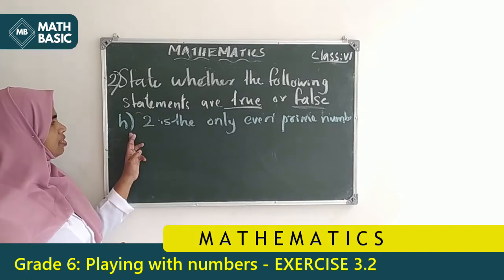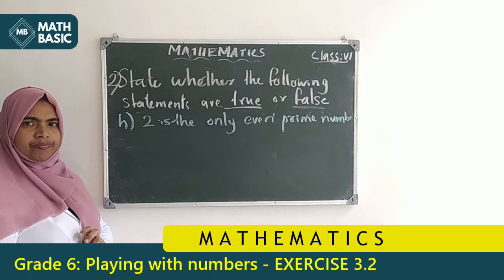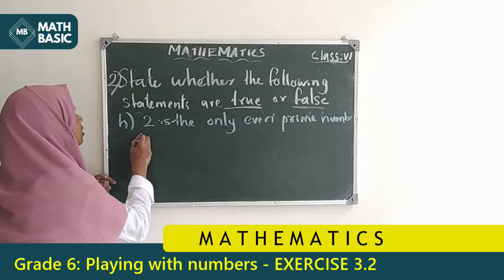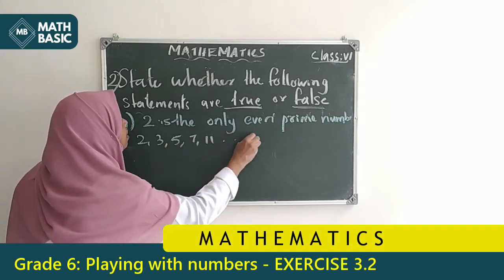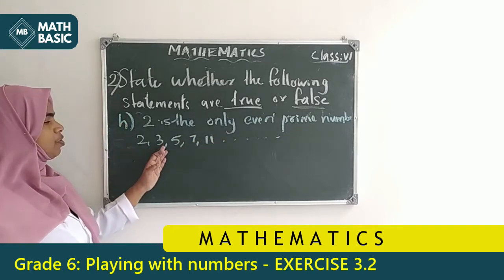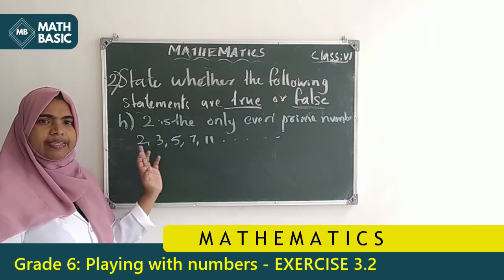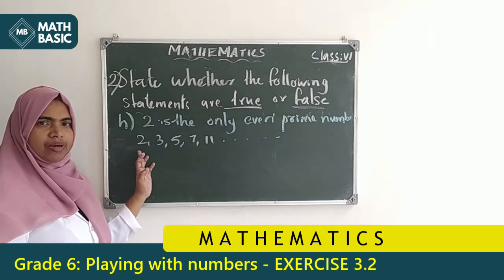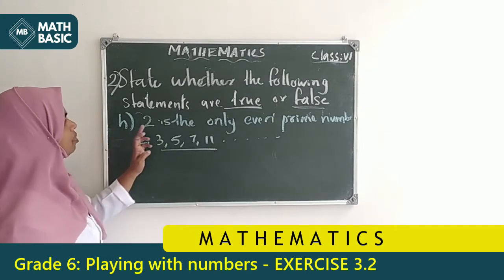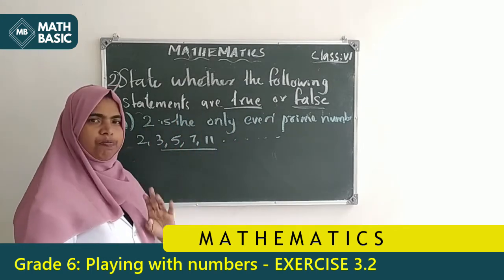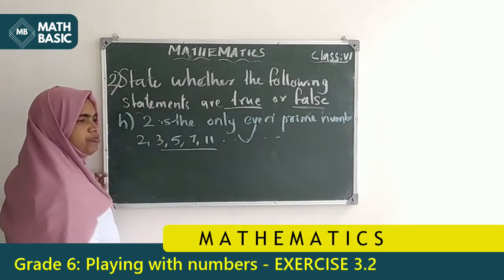Okay. H. 2 is the only even prime number. We have learned the prime numbers are 2, 3, 5, 7, 11, etc. The rule we learned is all prime numbers except 2 are odd numbers. So, 2 is the only even prime number. So, this statement is true.